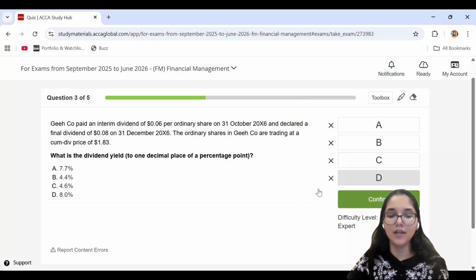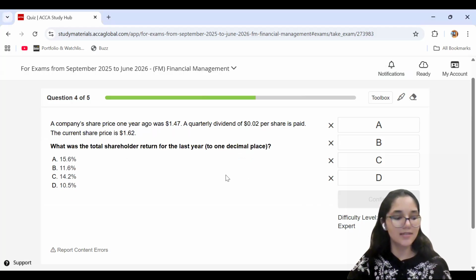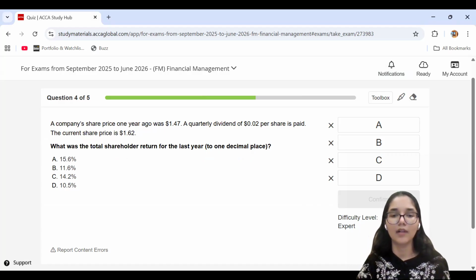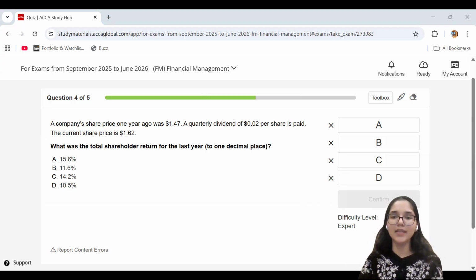Okay. So here is the second last question for the day. Very easy again. Total shareholder return has been asked from you.